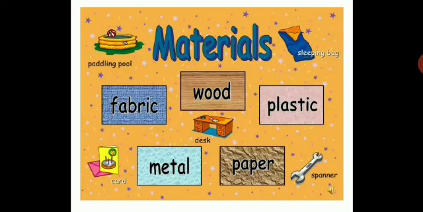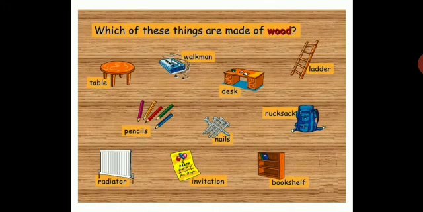Now over here you have different materials like wood, plastic, paper, metal, and fabric. We need to find which of these things are made of wood. You can see over here a ladder, a bookshelf, a pencil, and a table made of wood. Like that you can classify and pick up objects made of the same materials, because now you will be able to identify the types of materials which we have learned in the sessions.